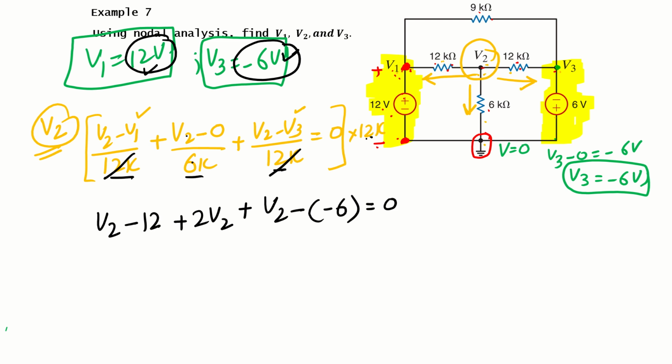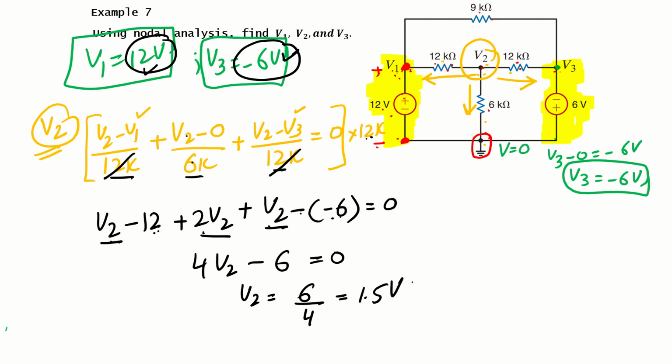Let's just simplify this one. We have V2, 2V2 and V2. So 1 plus 2, 3, 3 plus 1, 4. So 4 times V2. Minus 12, this minus minus will become plus. So minus 12 and plus 6, that will give me minus 6 is equal to 0. So what will be V2? 6 over 4, right, students? And 6 over 4 is basically simply 1.5 volt.